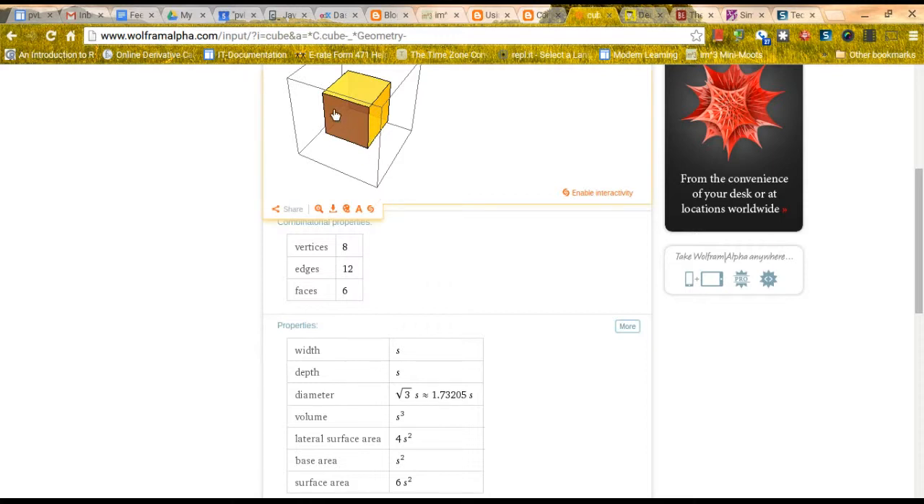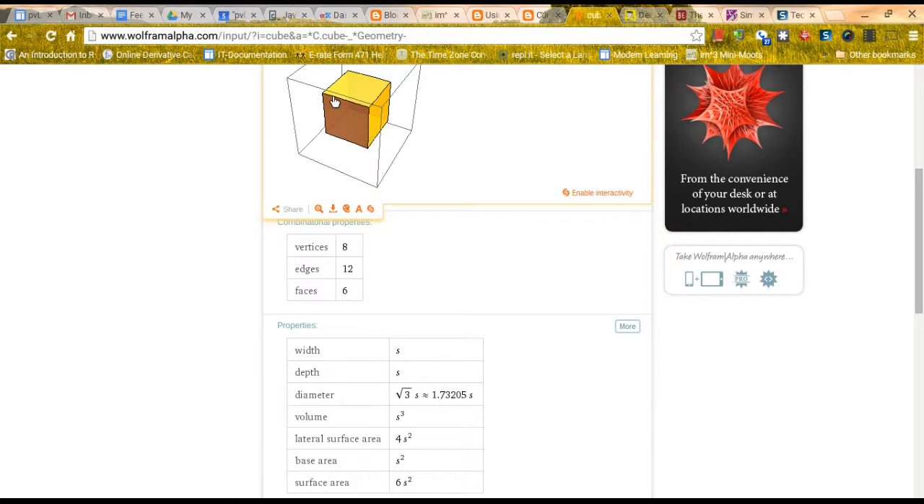Vertices, it says there's 8 of them. Well, there's a vertex here, where lines intersect: 1, 2, 3, 4, and then there's 4 down at the bottom: 1, 2, 3, 4. There's 8 vertices. Faces, we've already been through. There's 6 faces on each side of this object, and there's 12 edges.